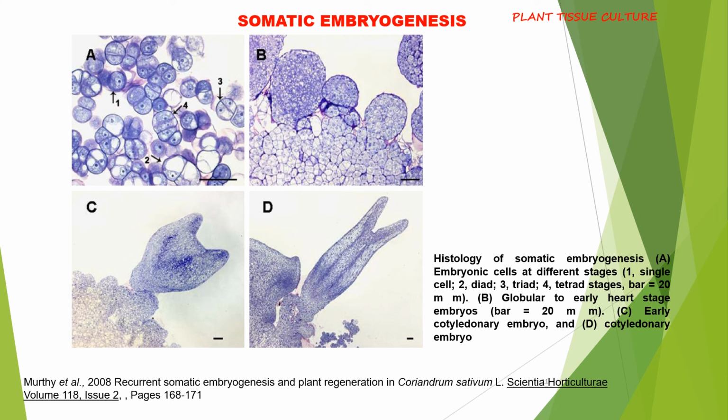The figure here shows the histological pattern of somatic embryogenesis. Figure A shows the cells which are single-celled, diad, triad, and in tetrad stages. Figure B shows the globular to the early heart-shaped stage. C shows the quaternary embryo. D shows a later quaternary embryo stage.